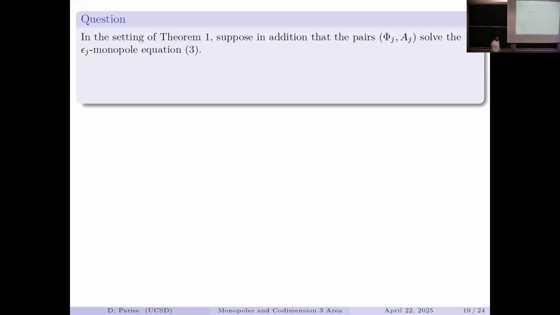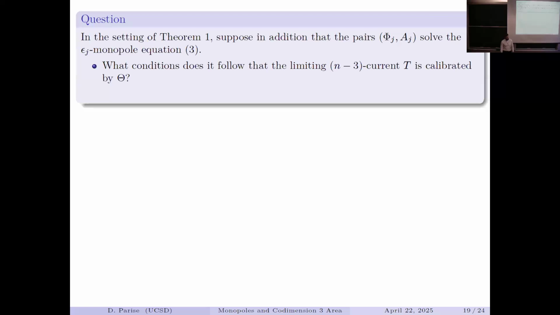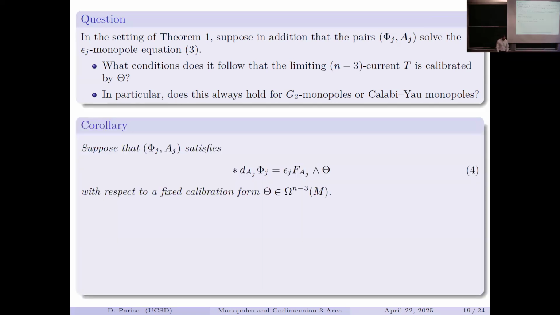So in particular, the natural question at this point is that if we take sections and connections as in the previous setting, so pairs phi_j and A_j solving this epsilon monopole equation, under what condition do we have that the limiting current T is calibrated by theta? And does this always hold for G2 monopoles and Calabi-Yau monopoles? And we have a very interesting corollary in this direction.